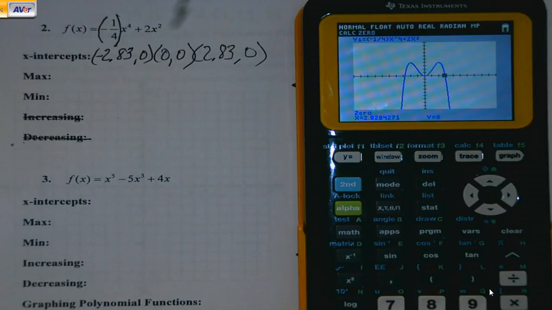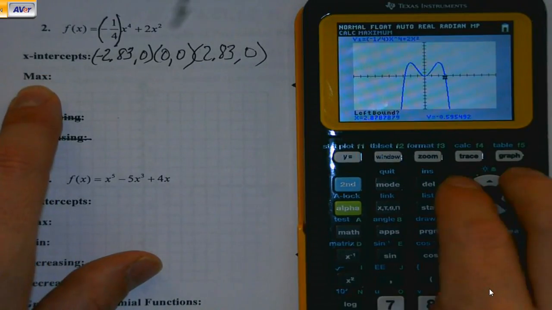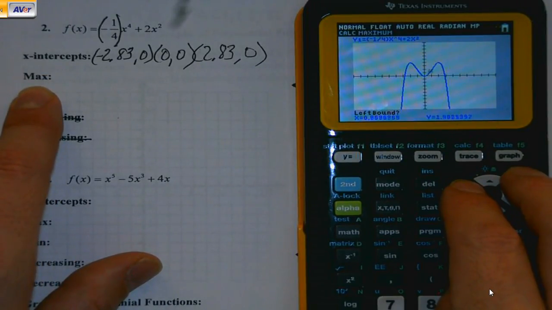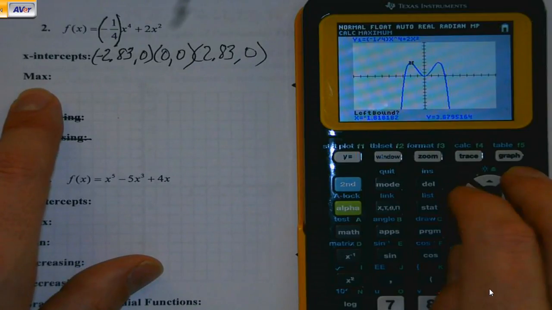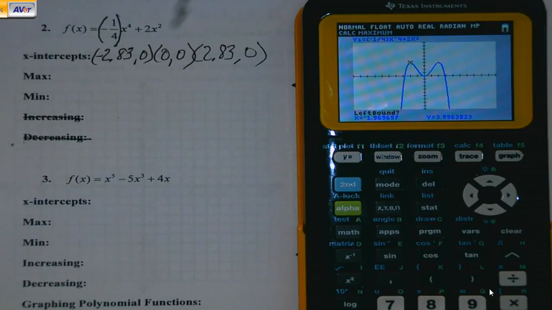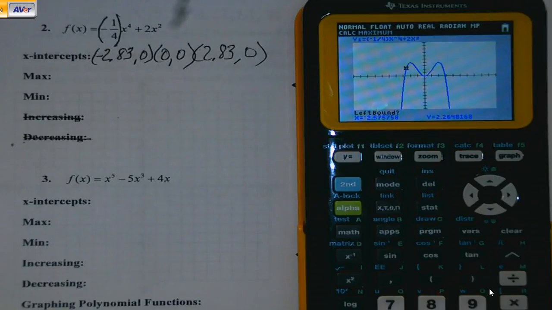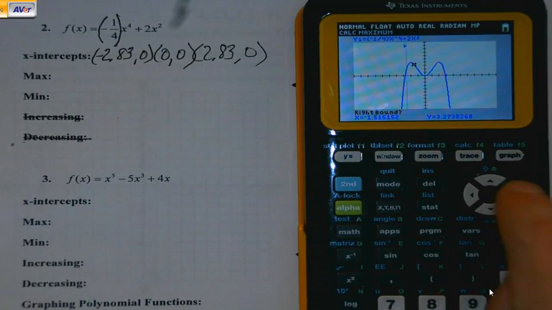So now I'm going to do my maxes and mins. So, we'll do max first since it's here. Now there's two of them this time, and holding down the arrows can get you going at like hyper speed here. So left and right arrows to get to the top of the hill. 1, 2, 3, 4. Enter. 1, 2, 3, 4. Top of the hill. 5, 6, 7, 8.